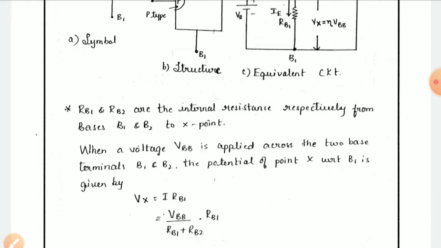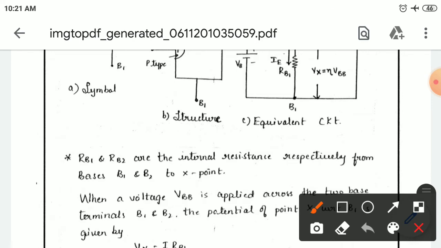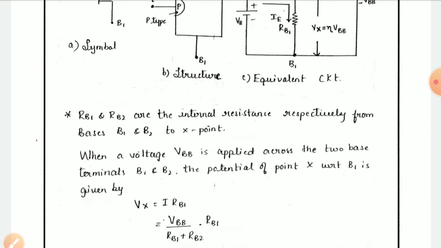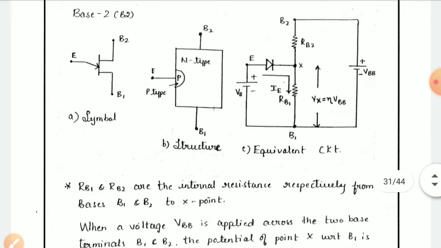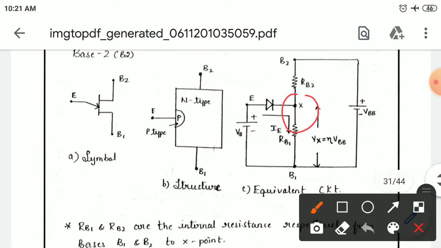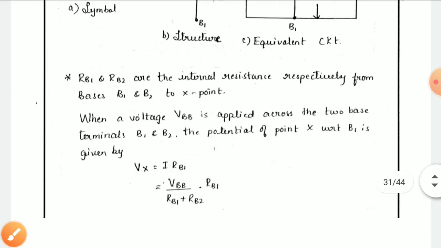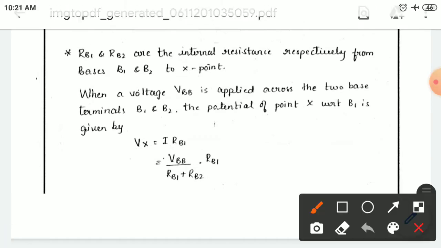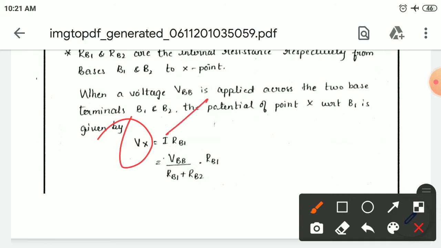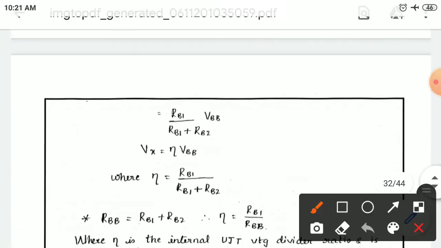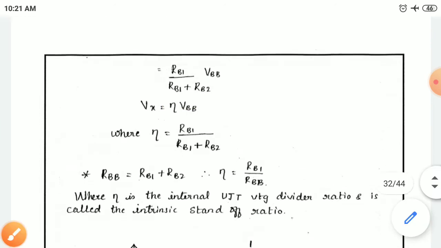Now just refer to the equivalent circuit here. Whenever the voltage VBB is applied across the two base terminals B2 and B1, the potential at the point X with respect to B1 is given by Vx, which is nothing but the voltage at the X point, that is I into RB1. Using the voltage divider rule, I is equal to VBB divided by RB1 plus RB2. So you will get Vx equal to RB1 divided by RB1 plus RB2, into VBB.